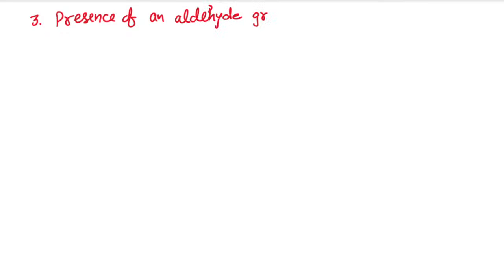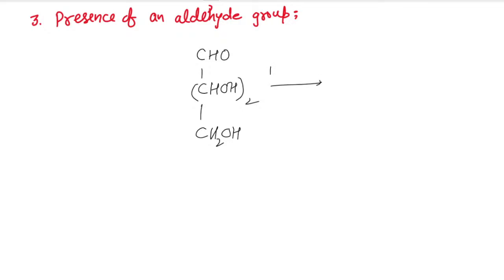To prove that it has an aldehyde group, it should give reactions related to an aldehyde group. For example, when this glucose is treated with hydroxylamine or HCN, in both cases it will react and we get cyanohydrin with HCN and oxime with hydroxylamine. It proves that it has an aldehyde group, meaning a carbonyl group is there.